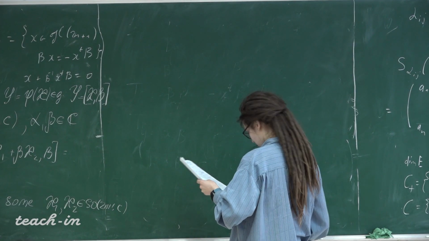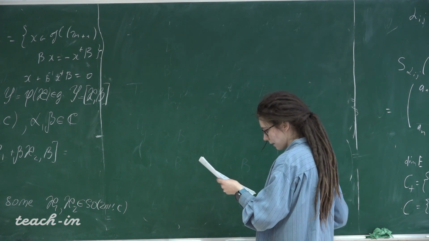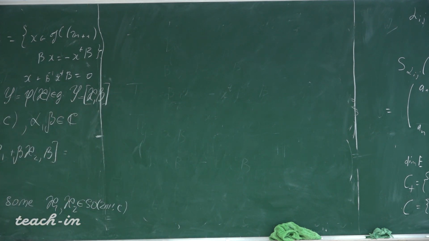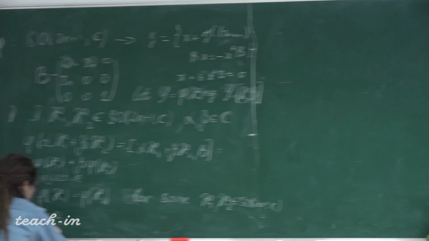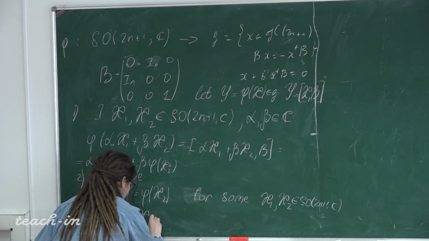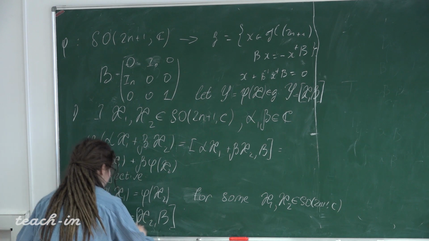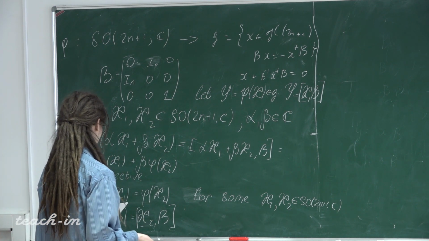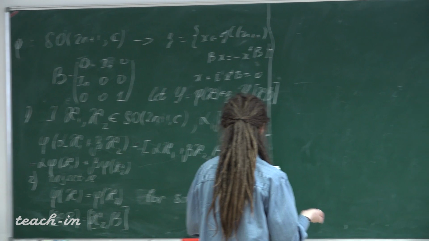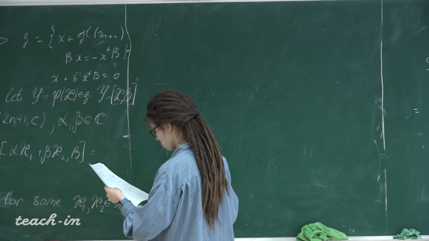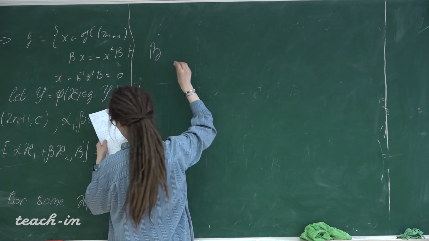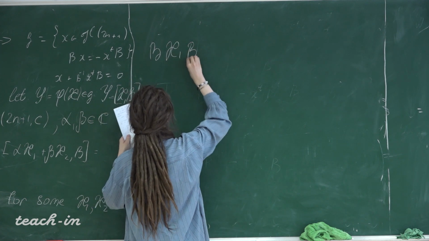Okay. So from this it follows that the commutator of x1 and b equals the commutator of x2 and b. And since b is symmetric and invertible, we can multiply from the left and from the right, and we can get this. Okay, let's write it like this.